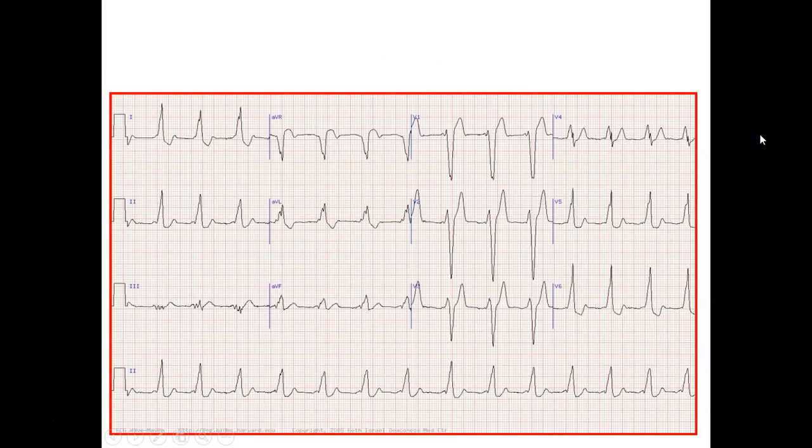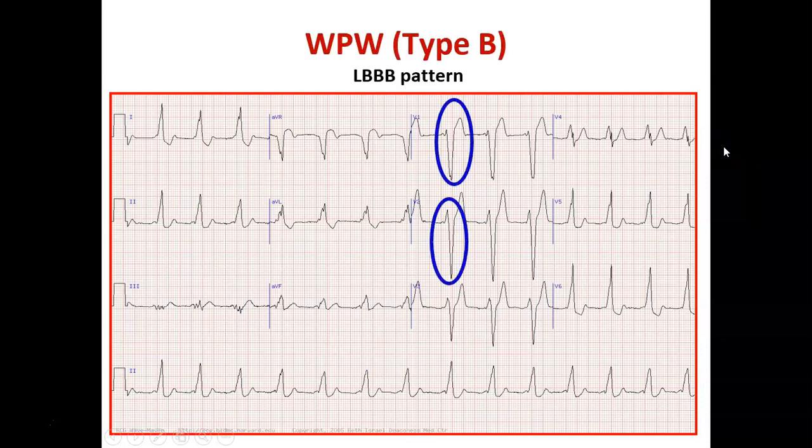Look at this ECG. Look at V1 and V2. At first look, it looks like a left bundle branch block. But if you look carefully, you may find a small P wave here and a very short PR interval, and there is slurring of the R wave. So this is again WPW syndrome, but type B.